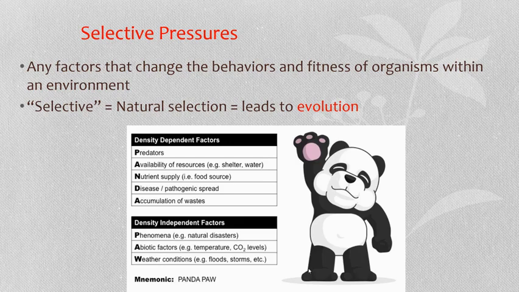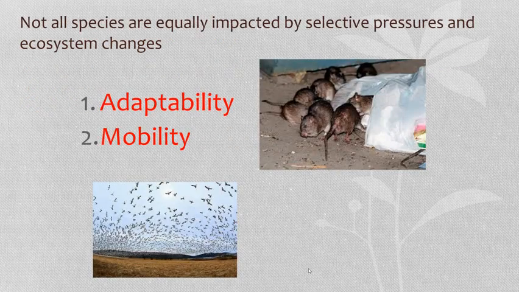Some density independent factors are things like natural disasters, like I said, hurricanes or volcanic eruptions, for example. Changes in abiotic factors, right? Temperature, the Earth is warming, and that is causing species to have to migrate or die, right? They are becoming endangered. Weather conditions can also affect species independently of how they're distributed. But not all species are equally impacted by these pressures and these changes, and this depends on their adaptability.